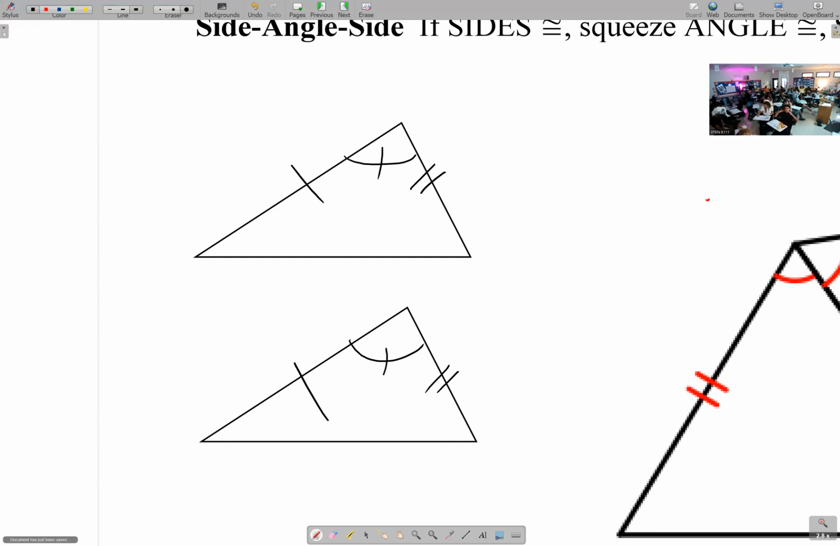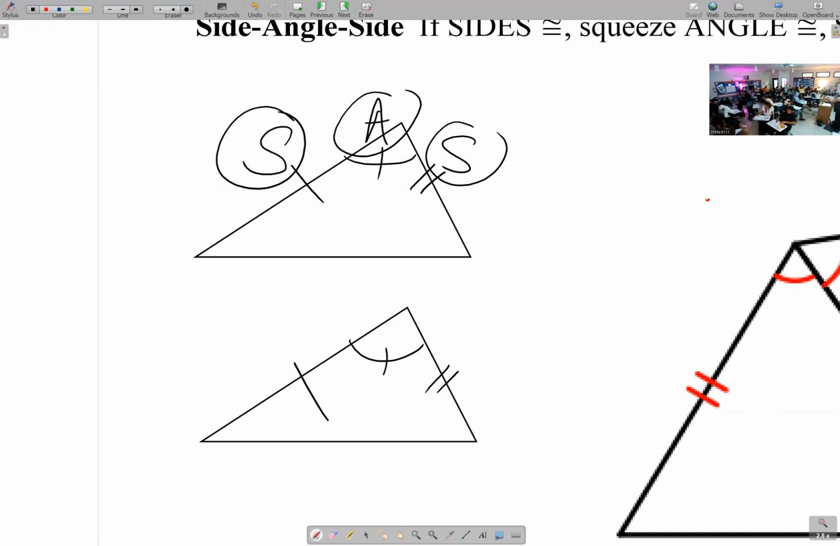Say squeeze angle. Okay, the angle has to be between the two pairs of sides. That's why I call it a squeeze angle. So this spells side, angle, side. If the angle is not squeezed between the sides, in other words, it's two sides, then an angle, that is not possible.